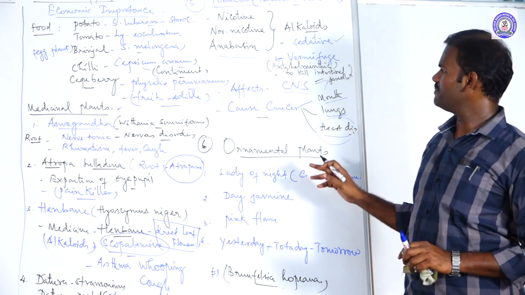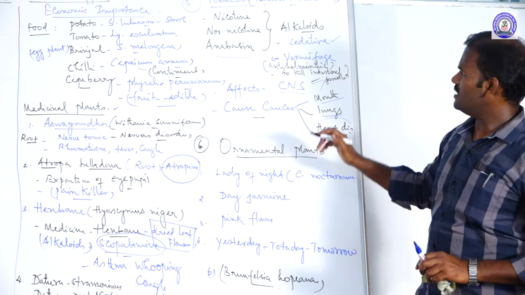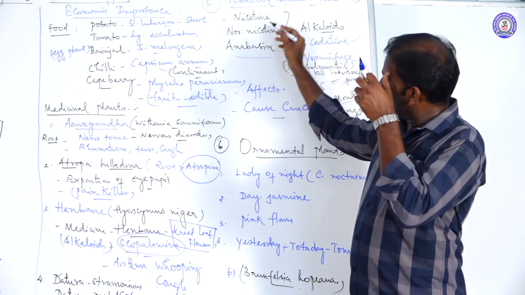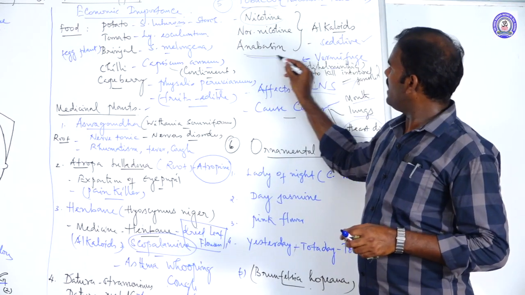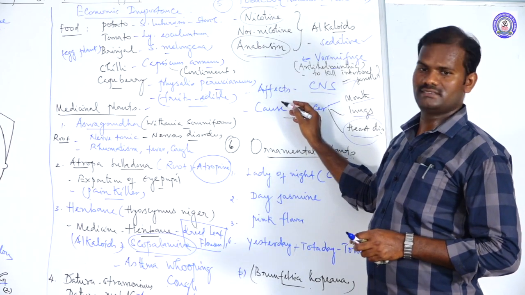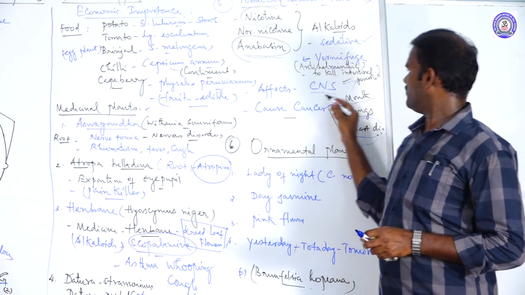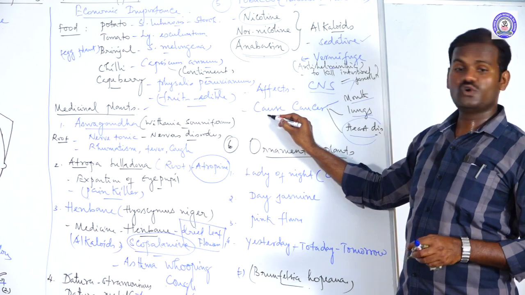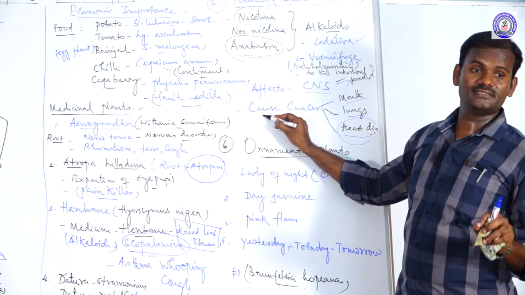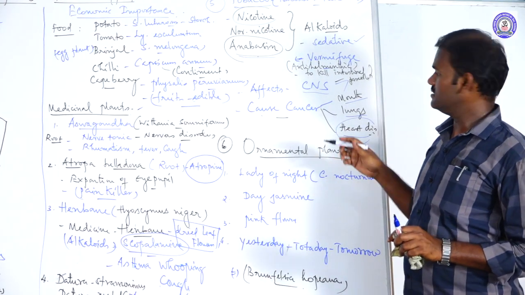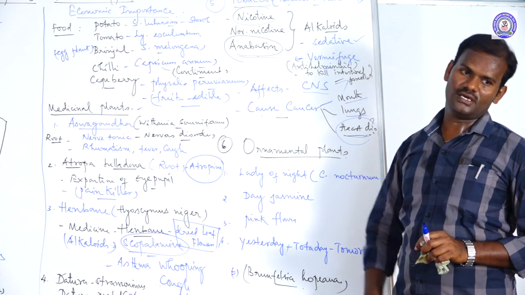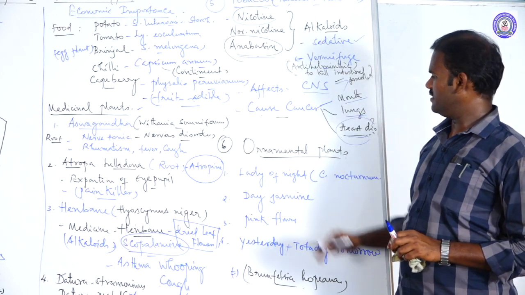But at the same time, it is poisonous because of these two alkaloids, nicotine and anabasine. These two alkaloids are poisonous and affect the central nervous system, and also cause mouth cancer, lung cancer, and heart disease also. These are the economic points of view.